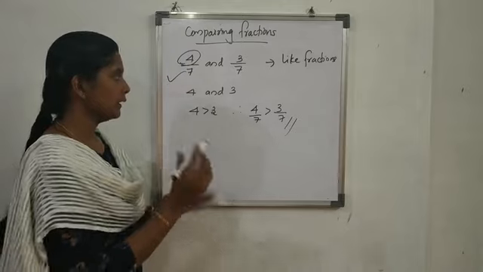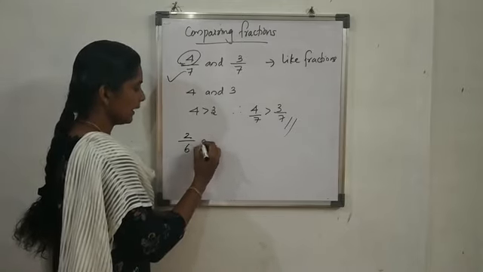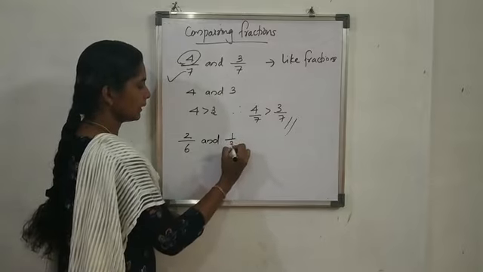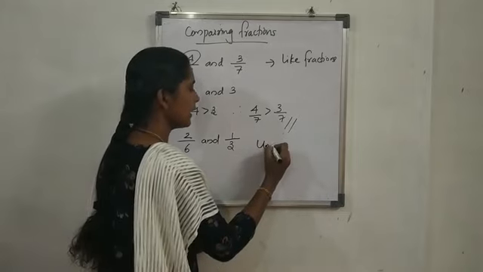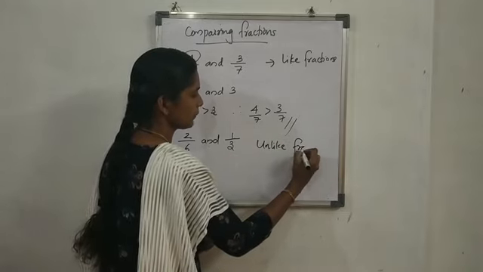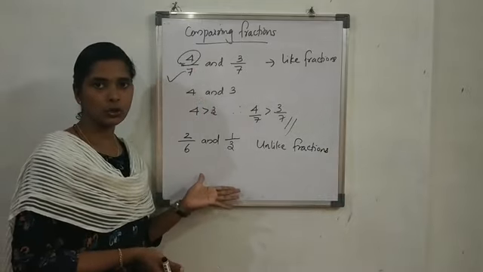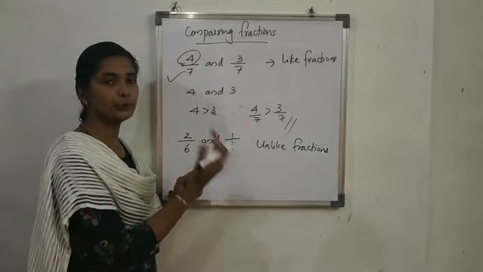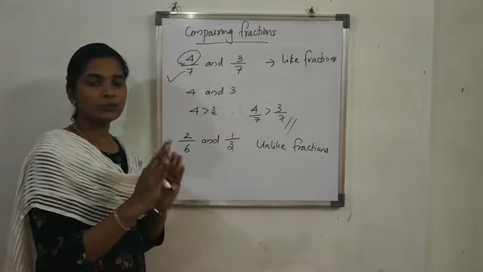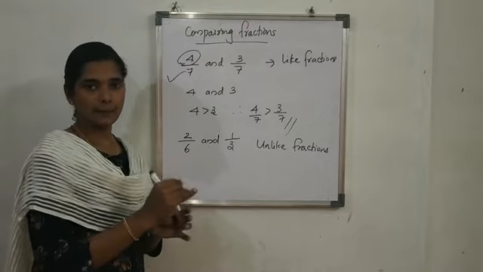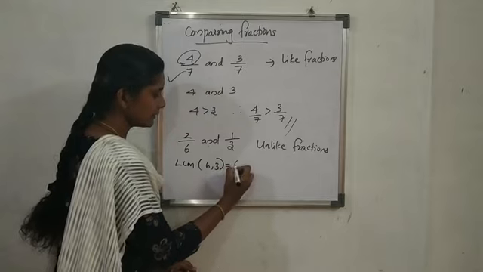Then if the denominators are different, 2 by 6 and 1 by 3. In this case the denominators are different, so these are unlike fractions. In the case of unlike fractions, we have to make them like fractions. Then only we can compare. So how will you convert to like fractions? You know, you have to take the LCM. First take the LCM of 6 and 3. That is 6.